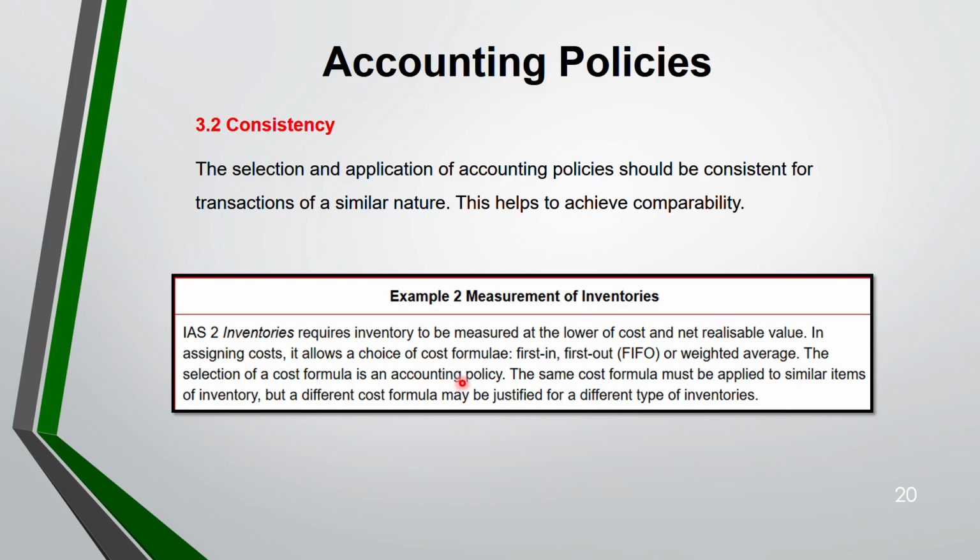Okay, so the same cost formula has to be applied to the similar items of inventory, but a different cost formula can be justified for a different type of inventory. If you're having similar type of inventory, use similar method. If it's a different type of inventory, yes, you can justify a different cost formula.